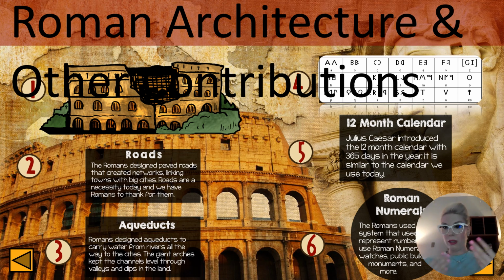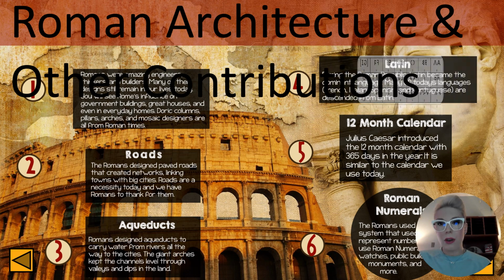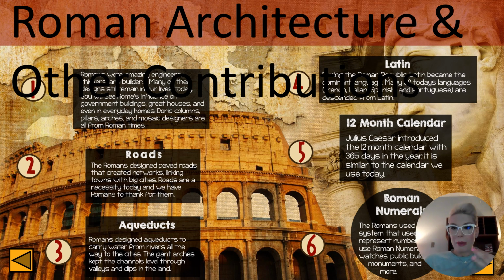Roman numerals, which we still see today. They created a 12-month calendar. Julius Caesar introduced the 12-month calendar with 365 days in the year. It's similar to the calendar we use today. Well, we have 365 days. We have a 12-month calendar. And this comes from that time period in ancient Rome. They also built colosseums, and then they had their own, obviously, Latin. Latin is what we call a dead language, but Spanish, French, and Italian come from Latin.